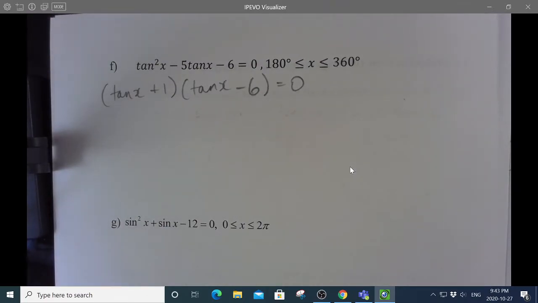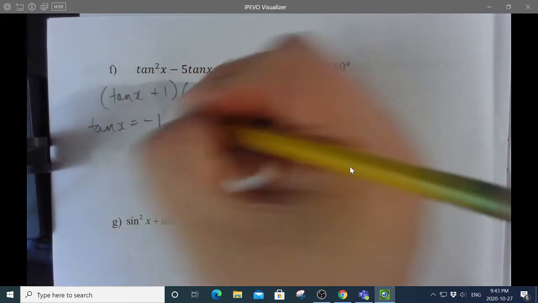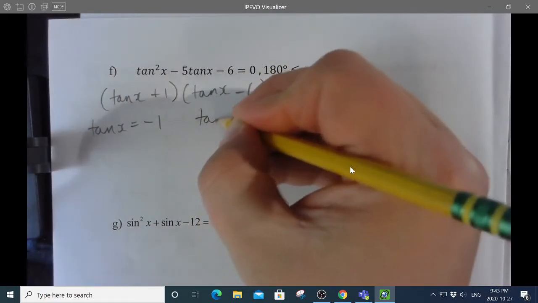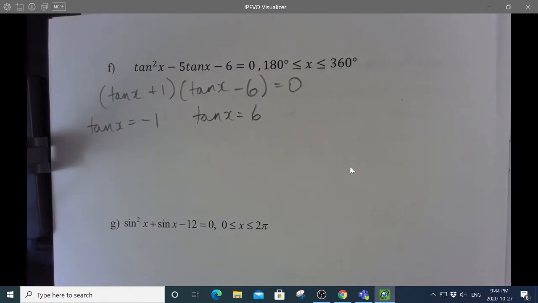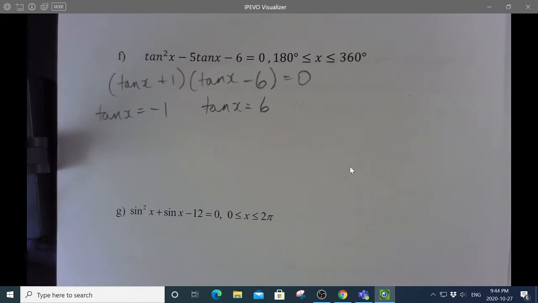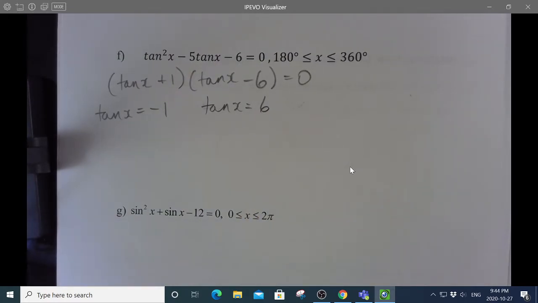Now, let's think about this. Tangent of x equals negative 1 is one solution, and the tangent of x is equal to 6 is the other solution. Now, tangent, remember, is the one of the three primary trig functions, sine, cos, tan, that actually can go bigger than 1 and smaller than negative 1. If this was a cosine problem, this answer wouldn't even exist because you can't have an inverse cos of 6.